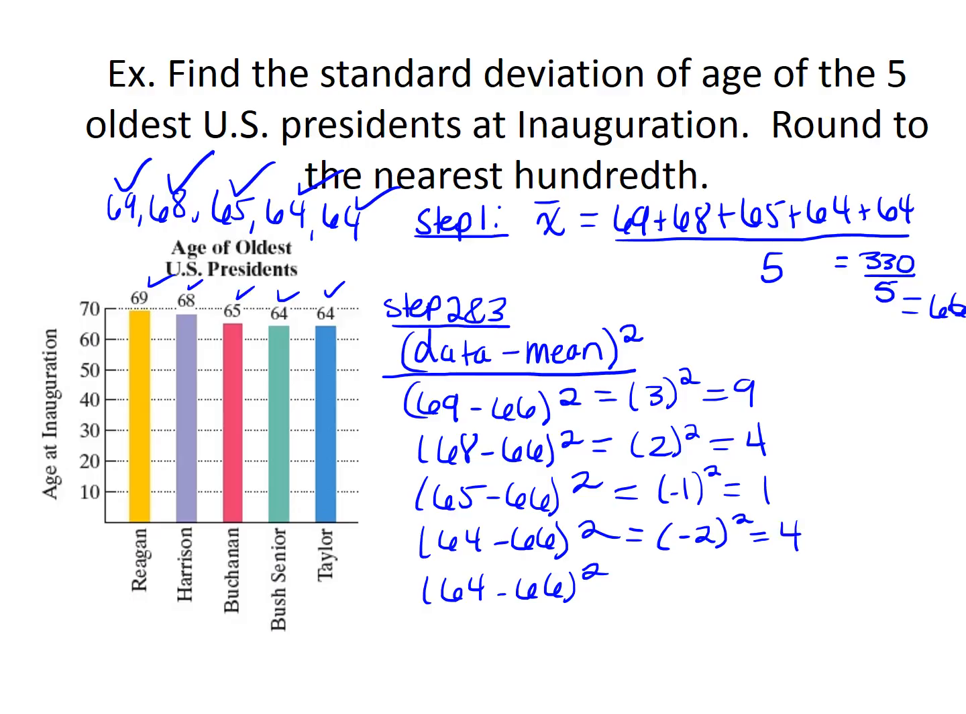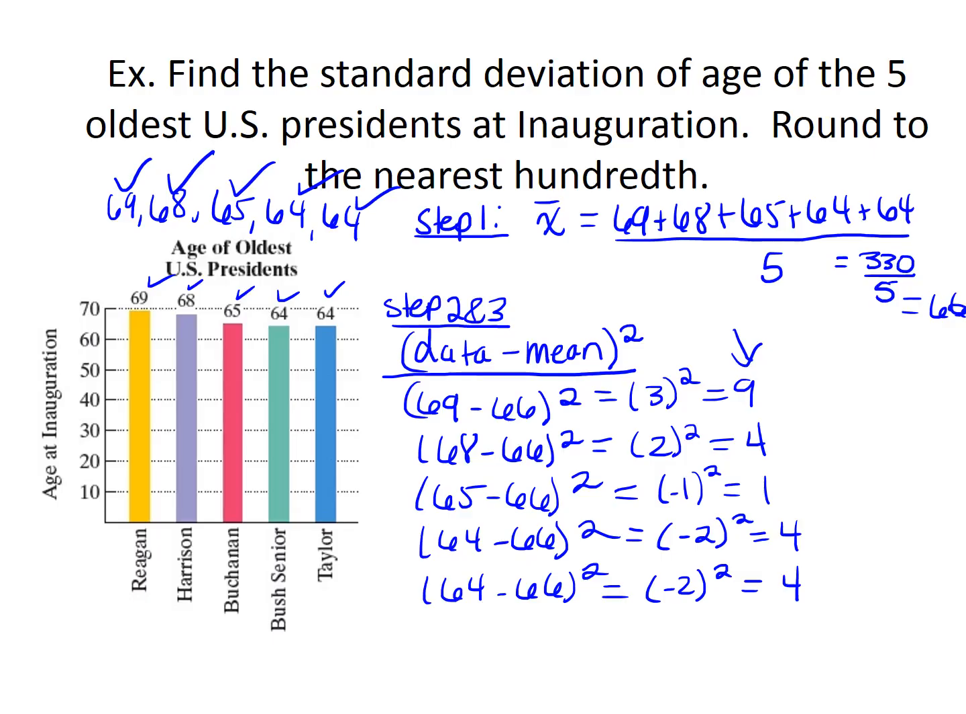Watch it if you decide to punch that in on the calculator, because you would have to put -2 in parentheses. Any of these squared should always be positive. These will always end up positive. If you don't put the parentheses in the calculator, it will come up to be negative, which you know is not right. Okay, so step 2 and 3.